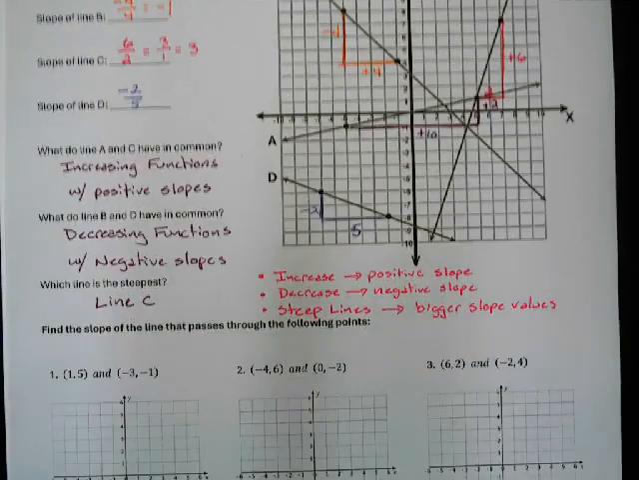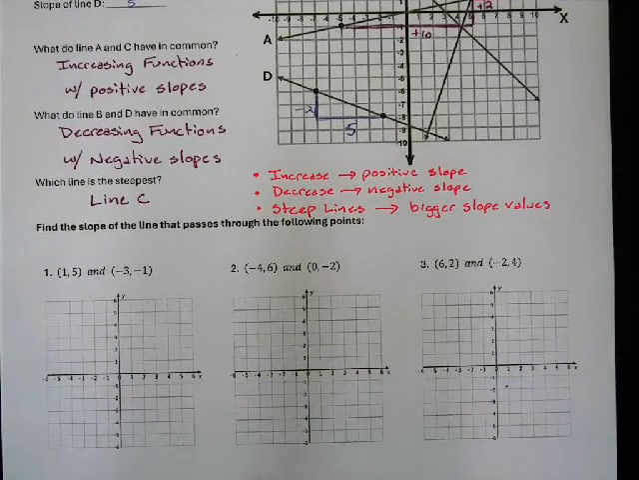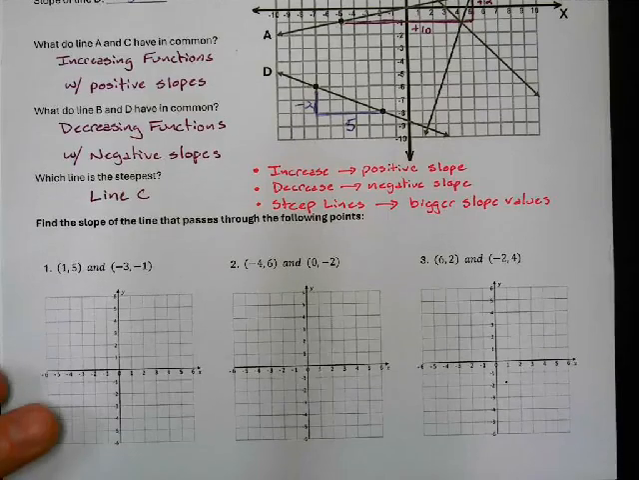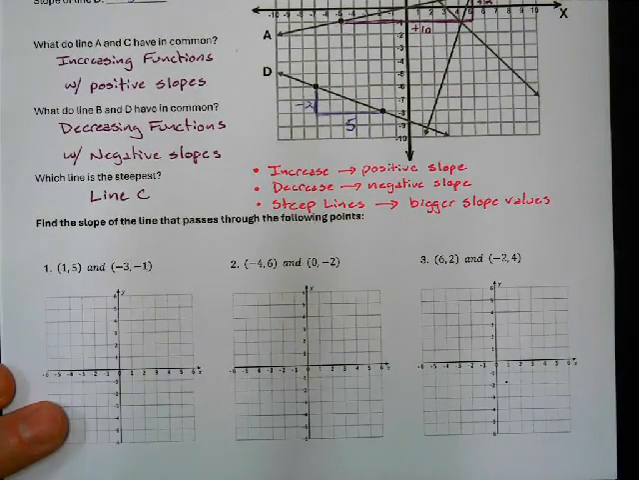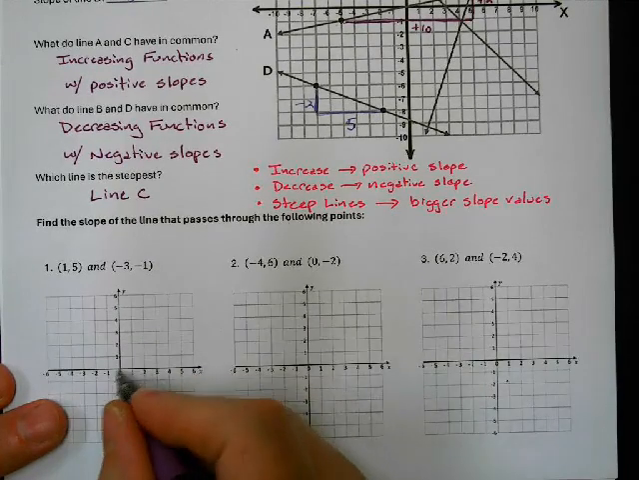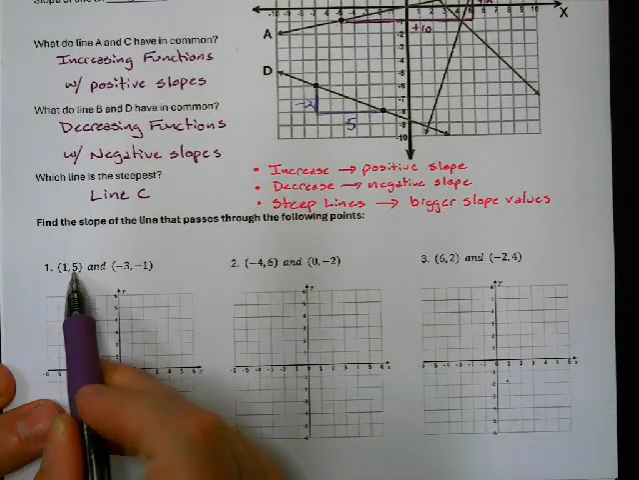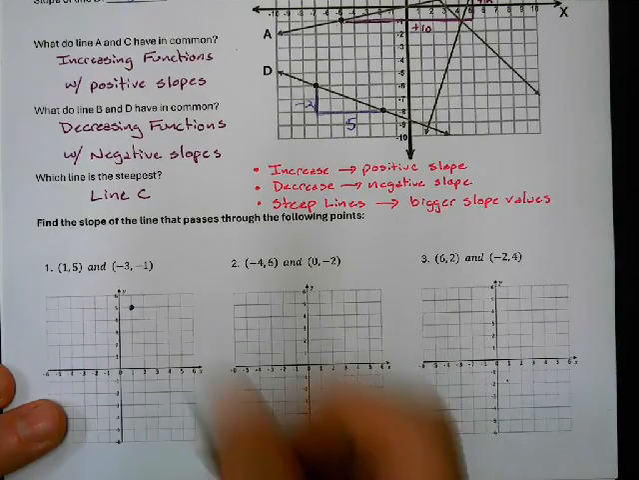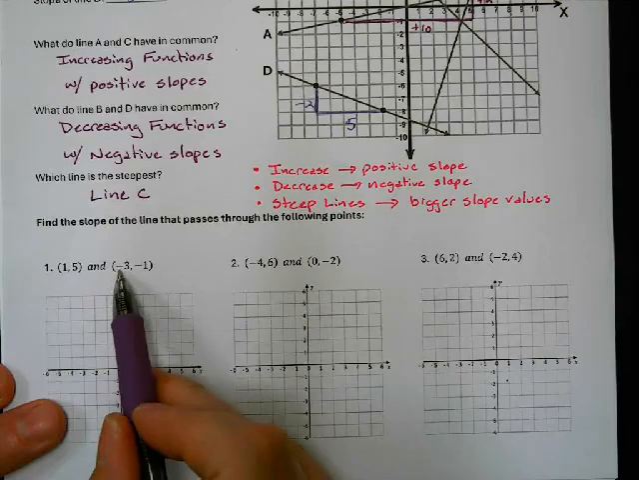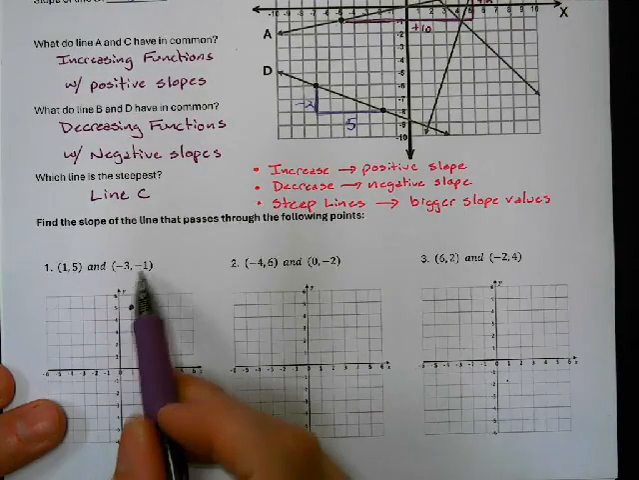All right, last little section here. Find the slope of the line passing through the following points. First point is at 1, 5, so that means right 1, up 5. So we go right 1, up 5. There's my first point. The other one, -3, so that's left 3 and down 1. So left 3, down 1.